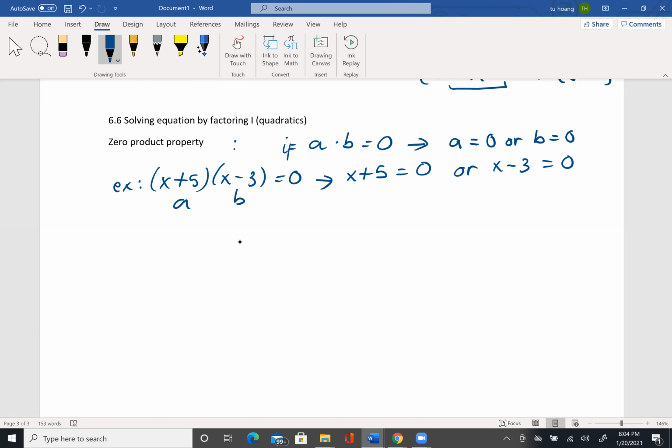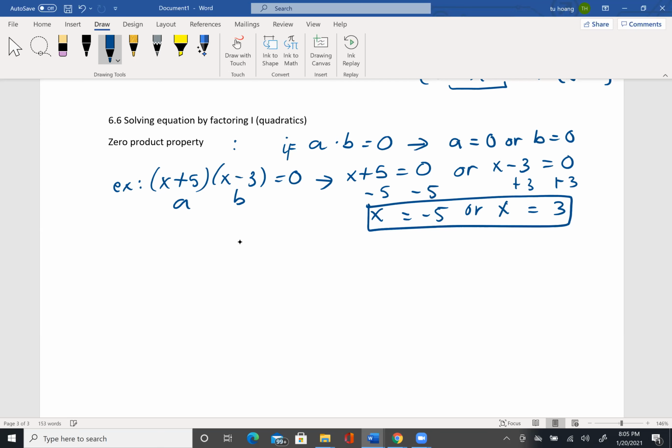So I have x plus 5 equals 0. I subtract 5 from both sides. I have x equal to -5, or what about this guy? Plus 3 both sides. x equal to 3. So that should be the answer for this one. Okay.